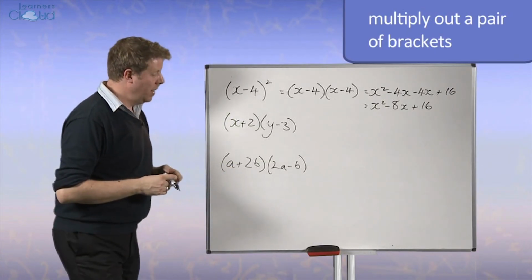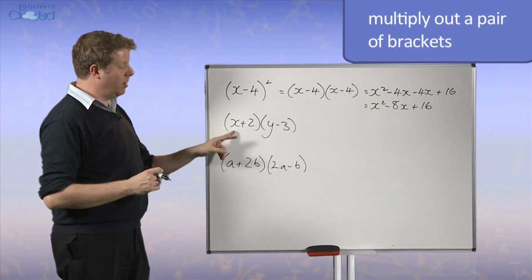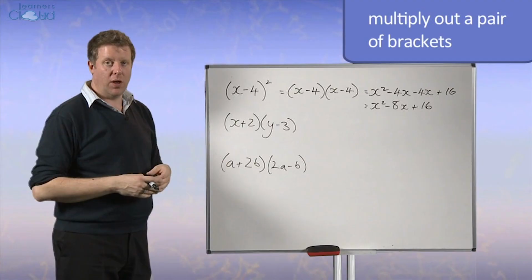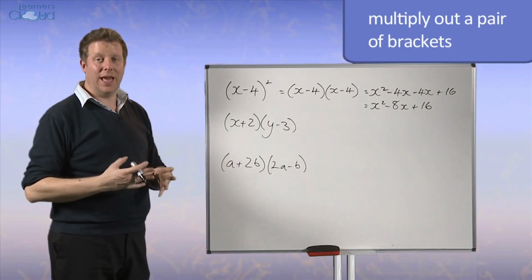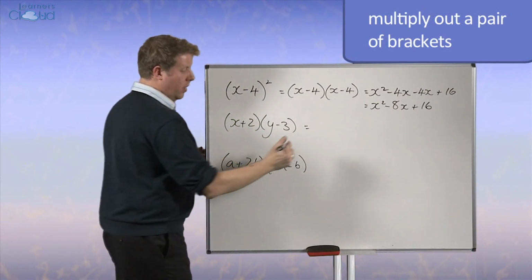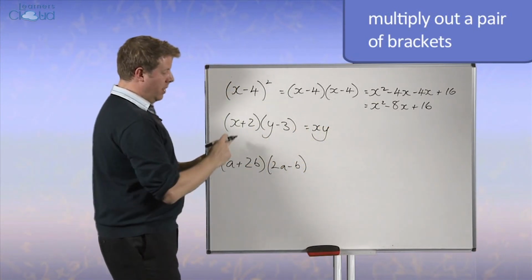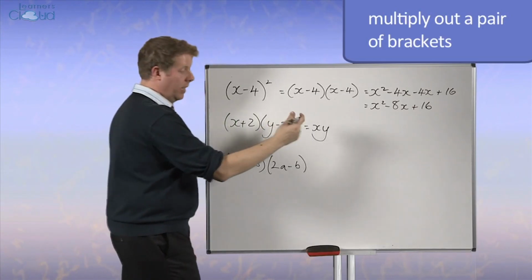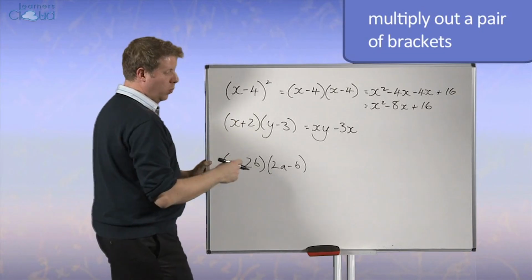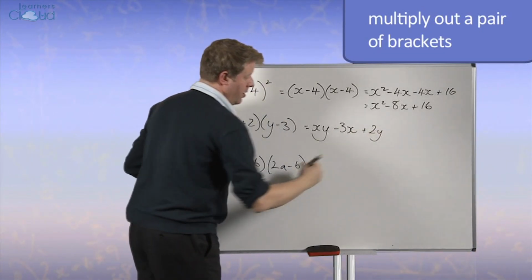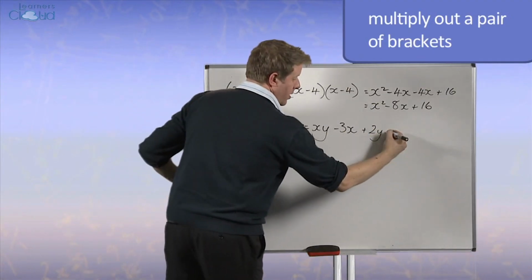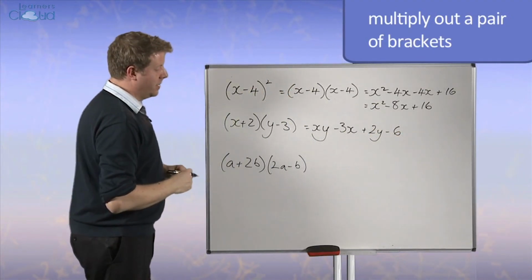Okay, let's have a look at this one. Now this one's different because obviously I have an x term in my first bracket and a y term in the second. But the same rules apply when multiplying out brackets. We've just got to be careful that we write our terms correctly. So in this case, x times y, well that would be xy. X times minus 3 is minus 3x. 2 times y is plus 2y. And then 2 multiplied by minus 3 would give me minus 6.